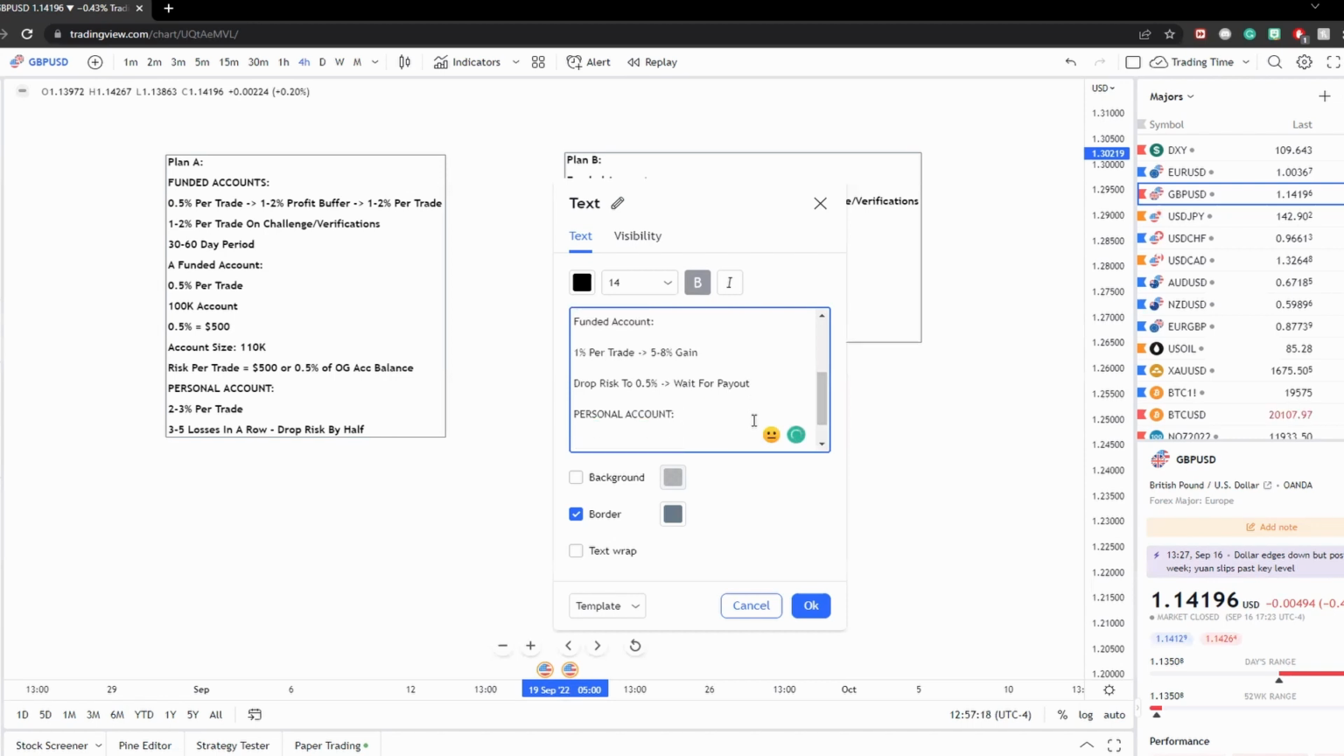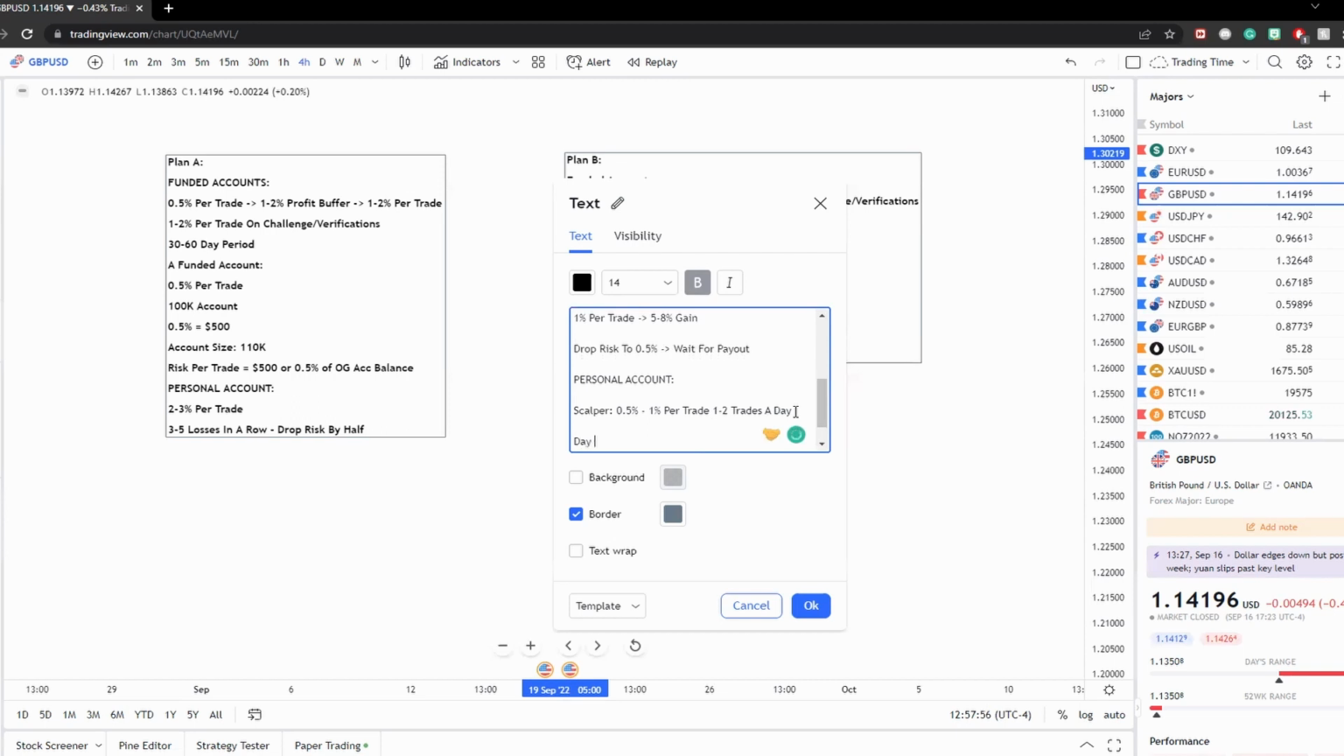So for a personal account, it now really depends on who you are. If you're a scalper, you might do 0.5 to 1% per trade because you're scalping. And then you might say, hey, 3 to 5 trades a day. Usually it's more realistic, it's like 1 to 2 trades per day. So something like that.